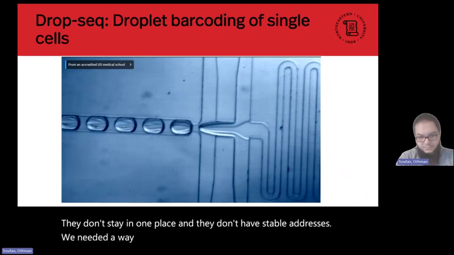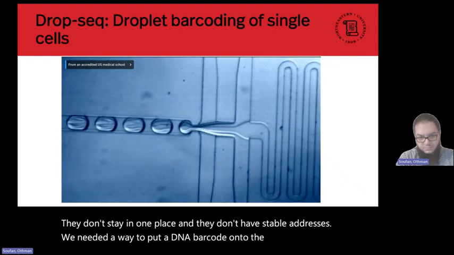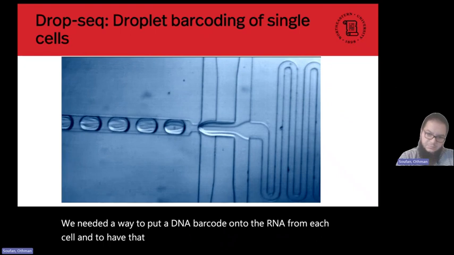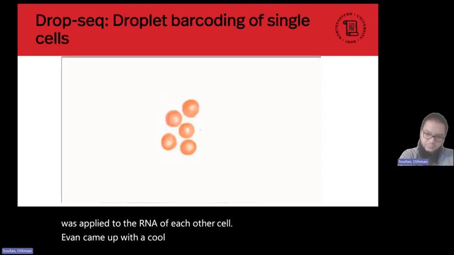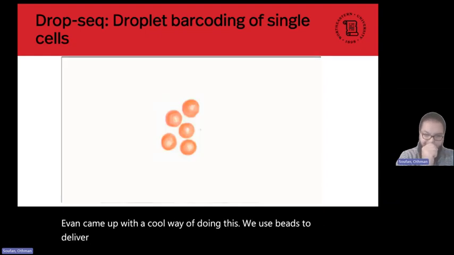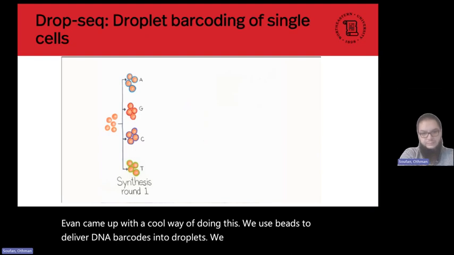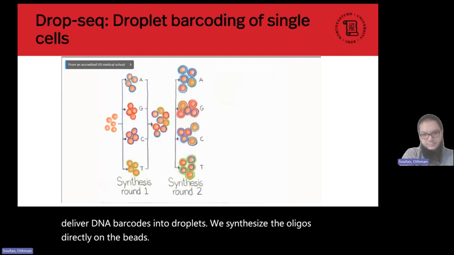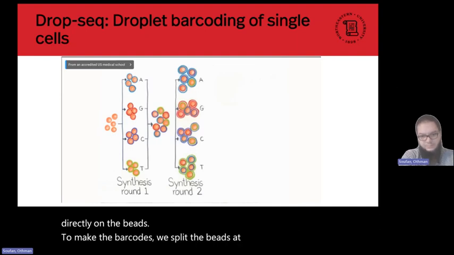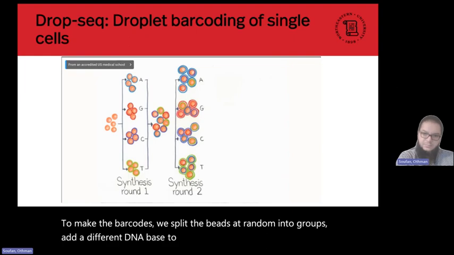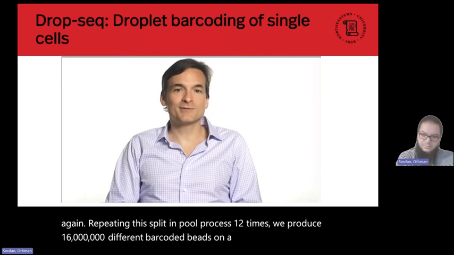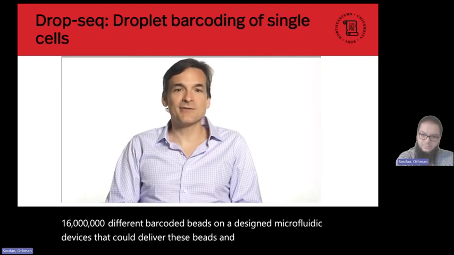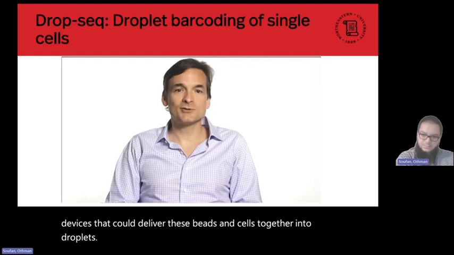We needed a way to put a DNA barcode onto the RNA from each cell, and to have that barcode be different than the barcode that was applied to the RNA of each other cell. Evan came up with a cool way of doing this. We use beads to deliver DNA barcodes into droplets. We synthesize the oligos directly on the beads. To make the barcodes, we split the beads at random into groups, add a different DNA base to each group, and then pool the beads again. Repeating this split and pool process 12 times, we produce 16 million different barcoded beads. Oni designed microfluidic devices that could deliver these beads and cells together into droplets. We call this technology DropSeq.